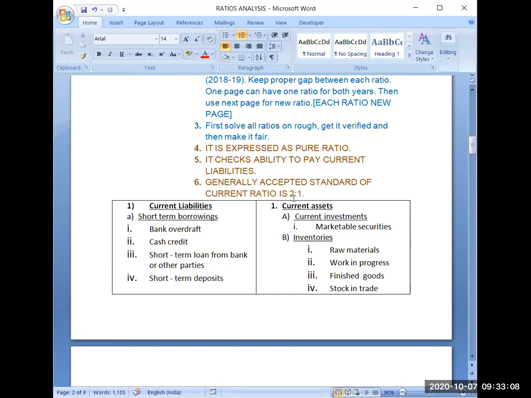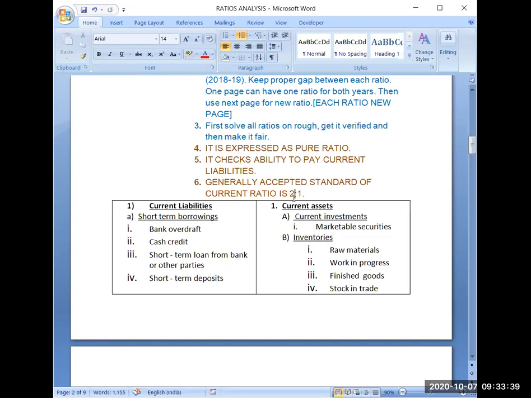But according to some industries, it can vary. In some industries it can be 3:1, in some industries 2.5:1. So it varies from industry to industry. But a common standard is 2:1. But at the same time, if it is coming too high, like 5:1 or 4:1, that means your funds are unnecessarily blocked in current assets.